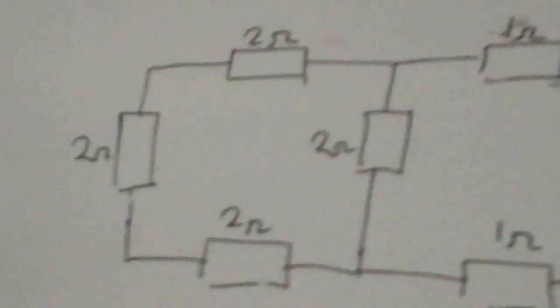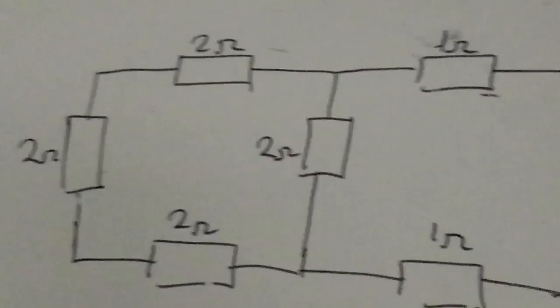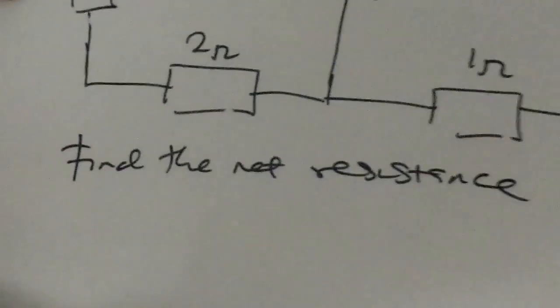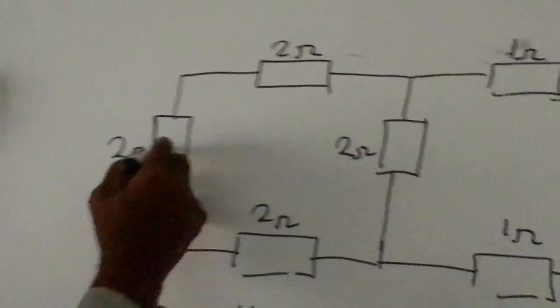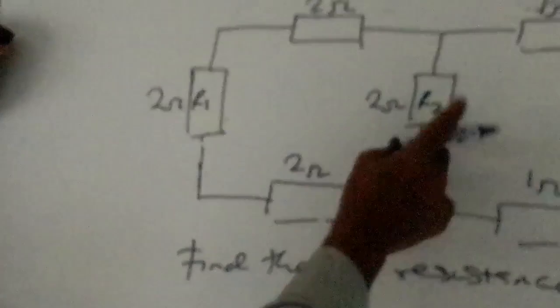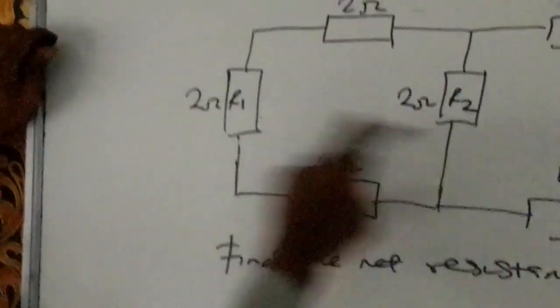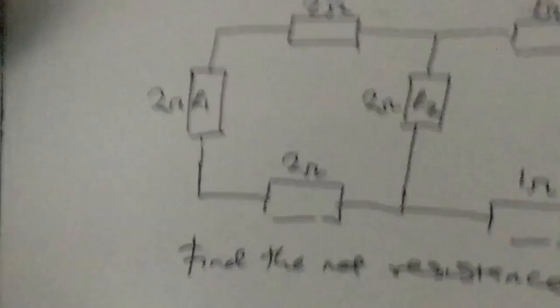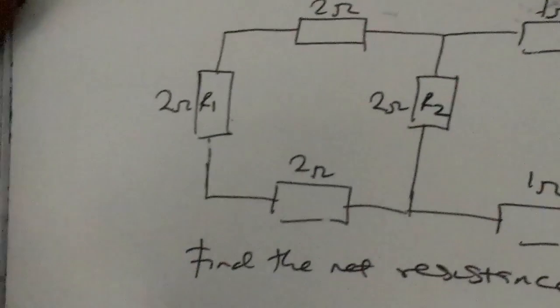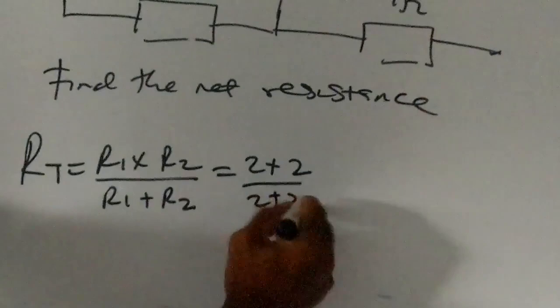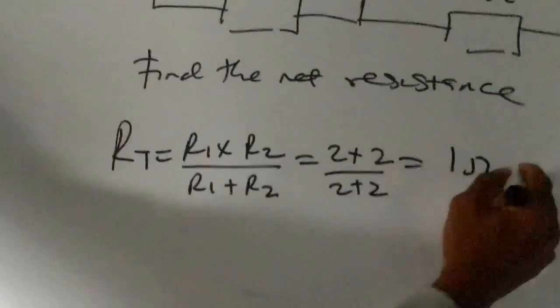Look at this problem. How to solve it? We have to first of all understand the diagram. Look at the diagram very well. We can see that R1 and R2 are in parallel, but they are facing each other. They are in parallel. So we can take the total resistance of R1 and R2, call it RT, which is R1 times R2 all over R1 plus R2, which is going to be 2 times 2 all over 2 plus 2, and that will give you 1 ohm as our answer.